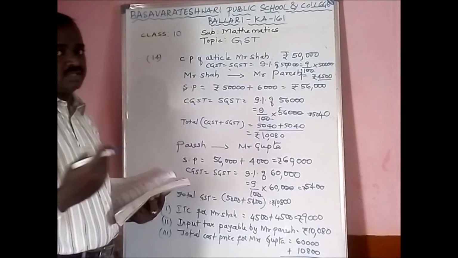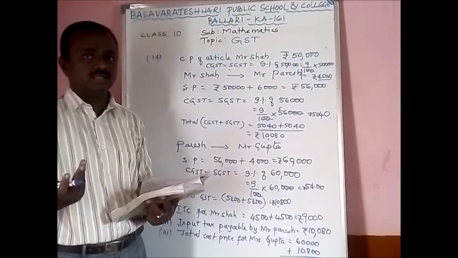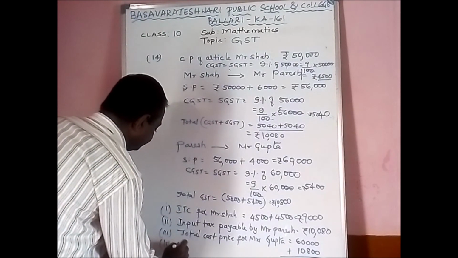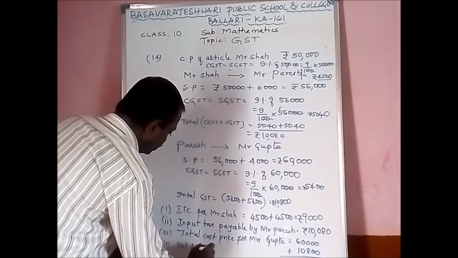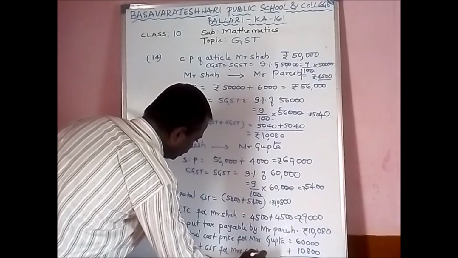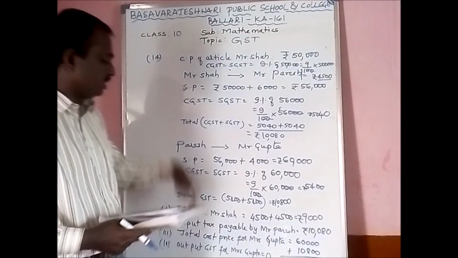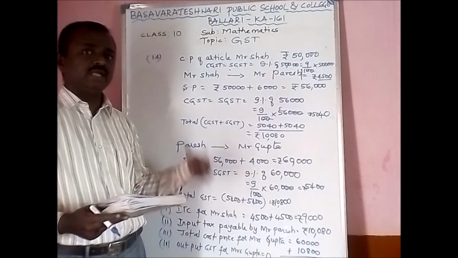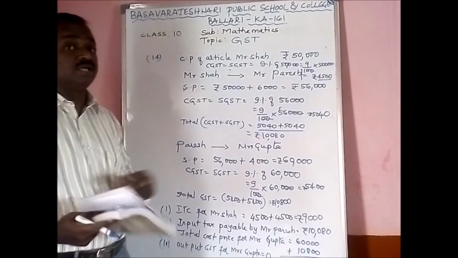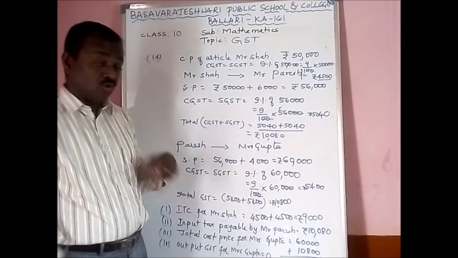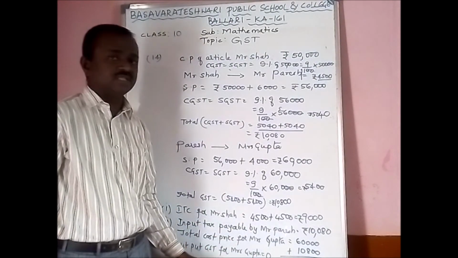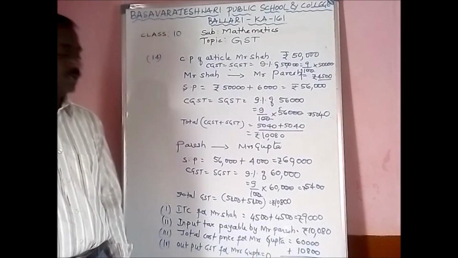So what is the output GST for Mrs. Gupta? Mrs. Gupta is not doing any further action. Correct? She is not doing any further transaction. Therefore, output GST for Mrs. Gupta is equal to 0. Mrs. Gupta has given input GST for Mr. Paresh. But output GST comes for Mrs. Gupta only when she does further transactions. Now she is not doing any further transaction. Therefore it will be 0. So note down this.